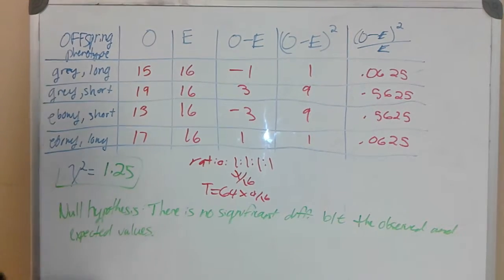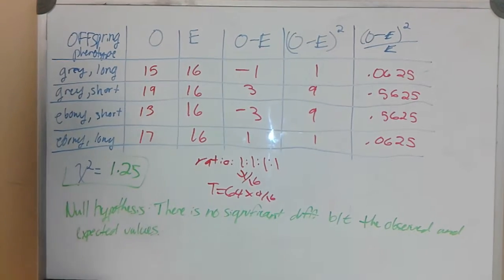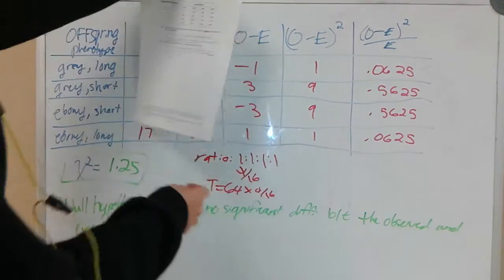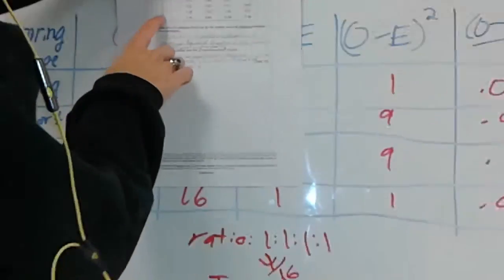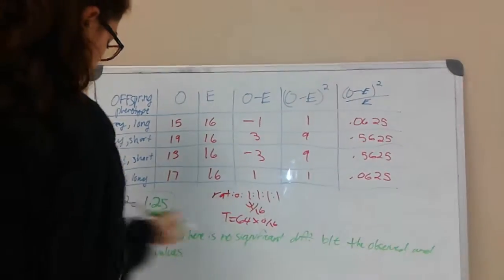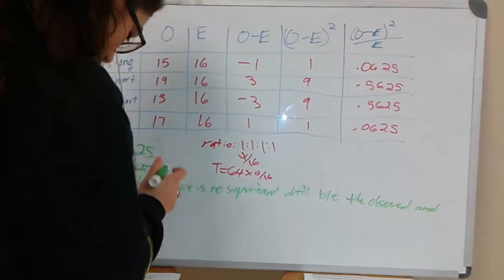We go to the degrees of freedom table. We go to 3. We go to the probability of 0.05. This is what is used in biological investigations, and we find out that the critical value is 7.82. So let's write that down. The critical value is 7.82, while our chi-square value is 1.25.